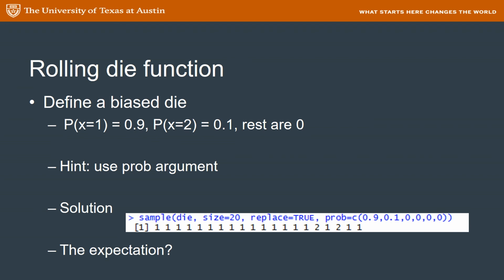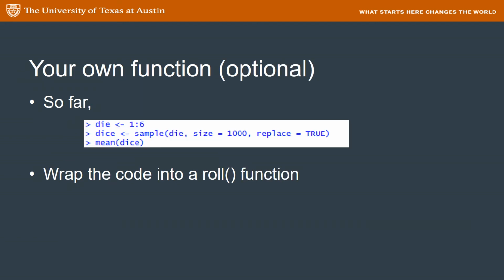The previous 3 arguments are the same: die, size equal to 20, and replace equal to TRUE. And the last one, prob, equals a vector of 6 values: 0.9, 0.1, and 0s. If you go ahead and try that, you will see that most of the time only 1 appears, some 2s appear, and you cannot see 3, 4, 5, 6. And then you can go ahead and try the expectation.